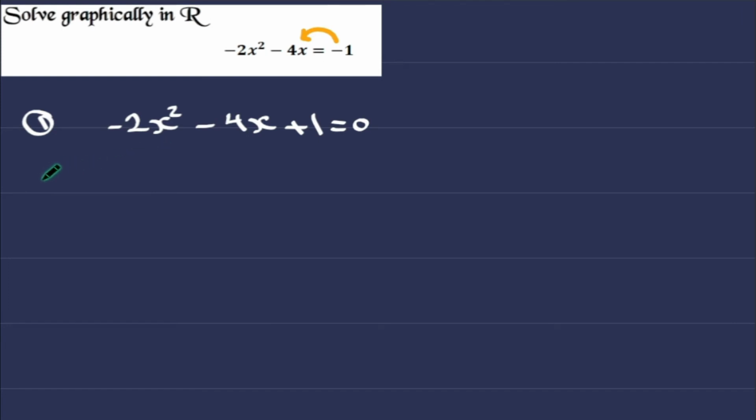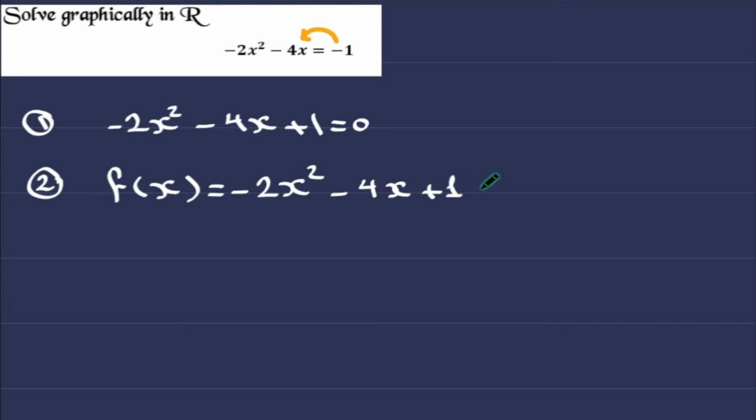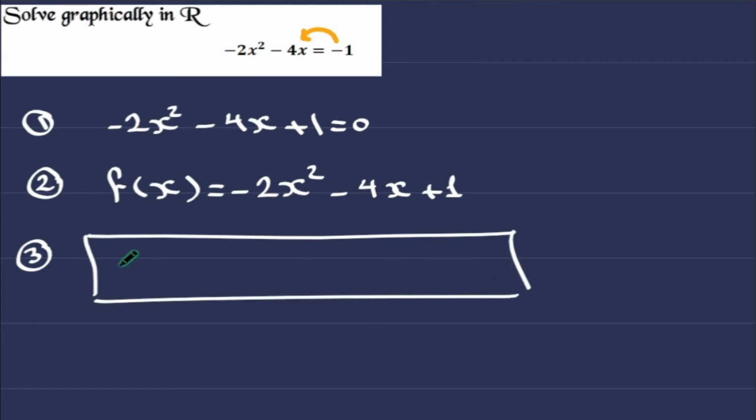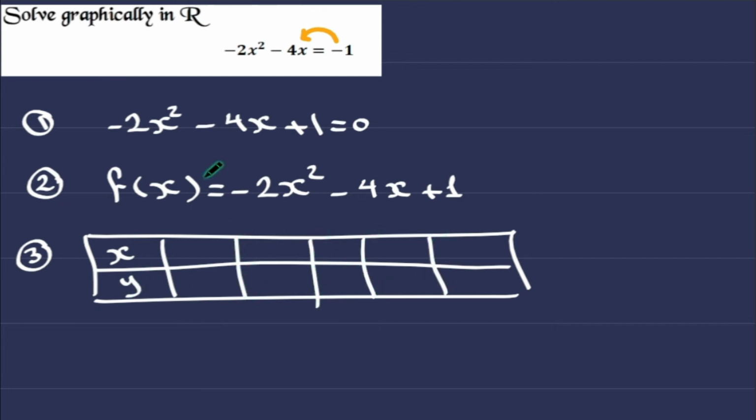So f of x, which is step number 2, f of x is equal to negative 2x squared minus 4x plus 1. But here when we draw a table, we have the first row for x and the second row for y. But as you see here, the interval is not mentioned. So what is the solution? How can we get the numbers? How can we write down the numbers in the x row? You remember? Yeah, x is equal to negative b over 2a is the formula of the vertex.